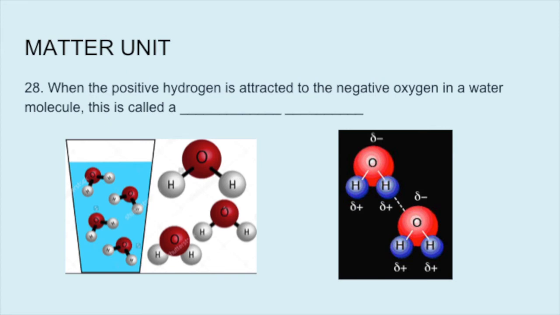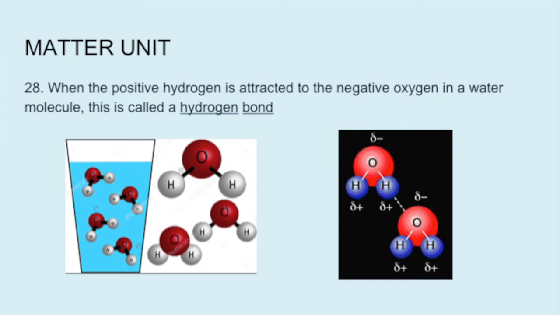When the positive hydrogen is attracted to the negative oxygen in a water molecule, this is called a hydrogen bond. So we've got some pictures here. The first one is the same picture that I showed when we put up just the chemical formula of water. Right, water is an oxygen connected to two hydrogen atoms. The second one actually has the positive and negative sides labeled. In a water molecule, the oxygen is way more negative than the hydrogen atoms.